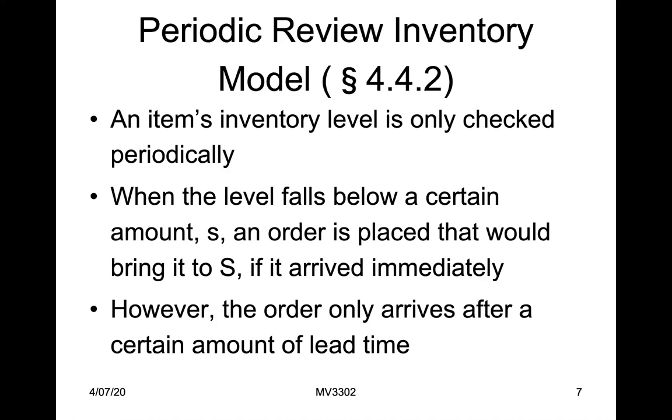When you look into inventory management and supply chains and things like that, then they get into issues like this. But the rule is that when you check the item, if the level of the inventory falls below a certain amount, we're going to call little s, we place an order that would bring our inventory level up to a big S if it arrived immediately. However, as is typical, the order only arrives after a certain amount of what's called lead time. In other words, we place the order, it's going to arrive sometime later. And in the meantime, demands for our item keep coming in.